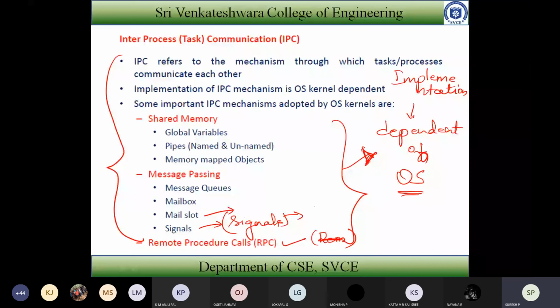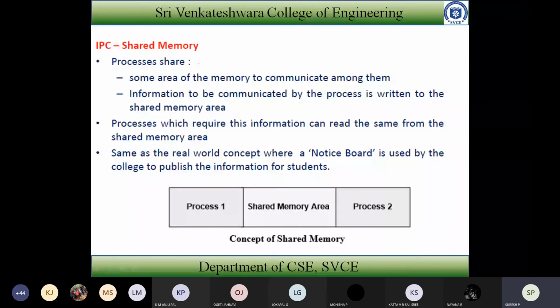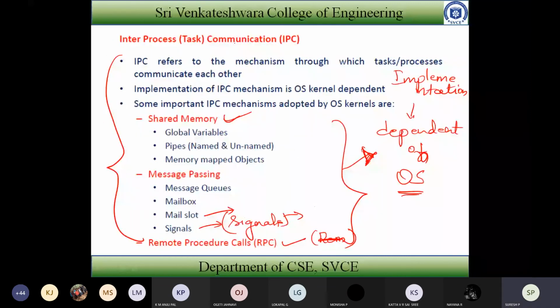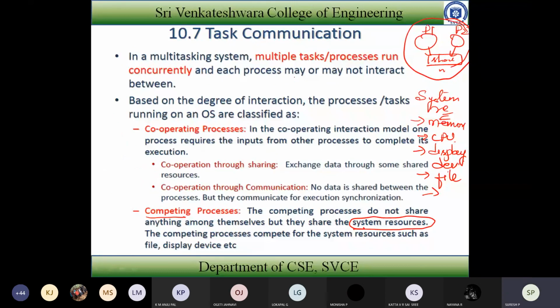For example, how shared memory will be implemented in interprocess communication. I think you have already learnt this in your OS concepts, so again it will be a repetition. That's it, nothing else. Anybody having any doubt, you can ask. Any doubt with respect to shared memory, or with respect to task communication, or with respect to multiprocessing or multitasking?